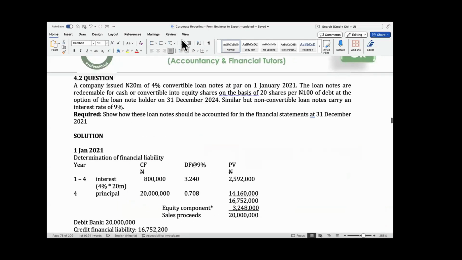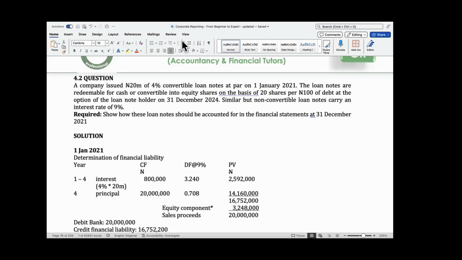It says that a company issued 20 million of 4% convertible loan notes at par on 1st January 2021. The loan notes are redeemable for cash or convertible into equity shares on the basis of 20 shares per 1,000 of debt, at the option of the loan note holder, at 31st December 2024. Similar but non-convertible loan notes carry an interest rate of 9% required. Show how these loan notes should be accounted for in the financial statements at 31st December 2021.